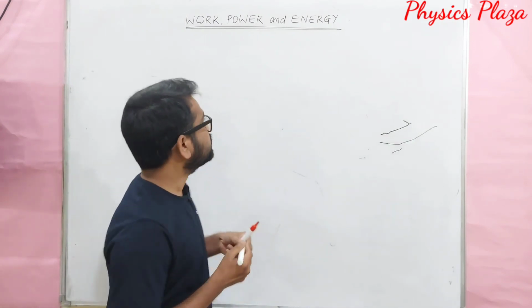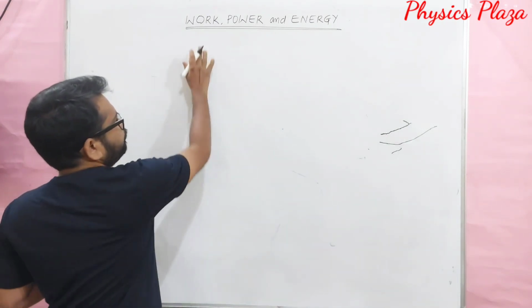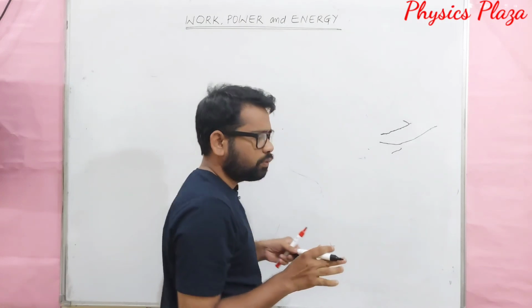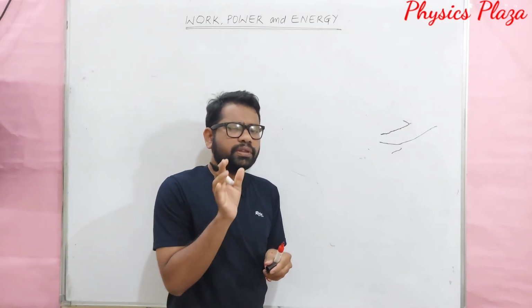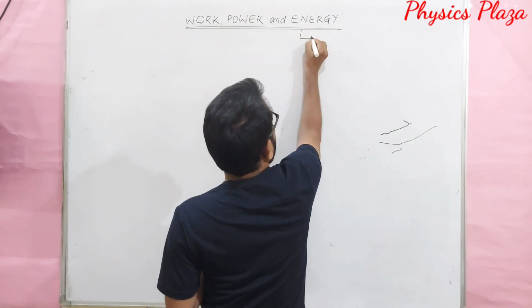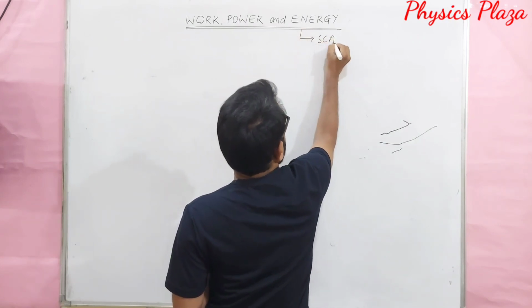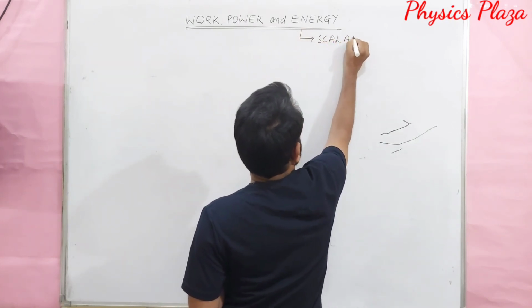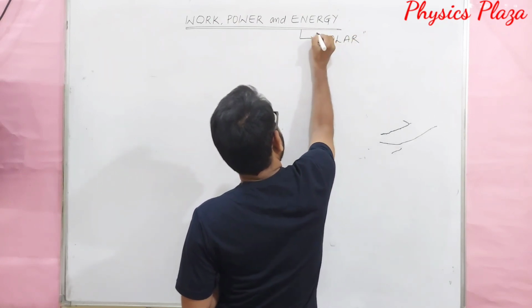Children, before going to discuss, let us have a look here. It is work, power, energy. One similarity is there between work, power, energy. What is that? These three are scalar quantities. It's very important, dear children. These three are called scalar quantities.